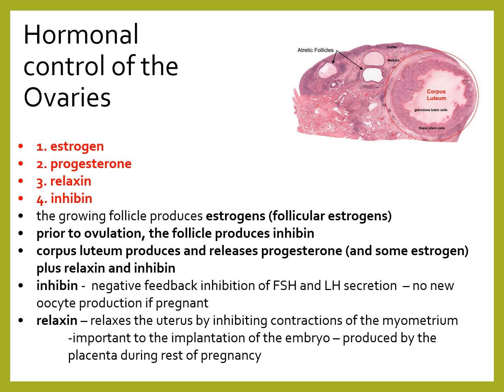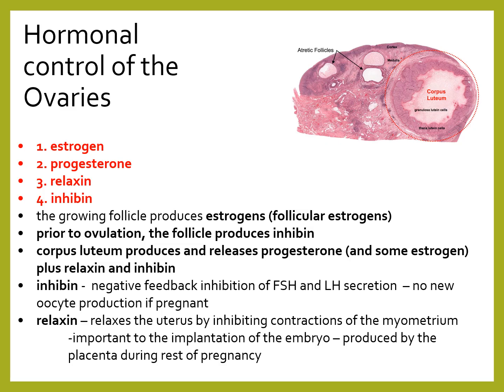to produce estrogen. Prior to ovulation, the follicle produces inhibin, and after ovulation, inhibin is going to continue to be released by the corpus luteum. Now, inhibin sets up negative feedback inhibition of FSH and LH. High levels of inhibin are going to prevent the release of gonadotropin releasing hormone, and then it is going to inhibit the release of FSH and LH. And no new oocyte production will result as long as these 3 hormones are shut down.